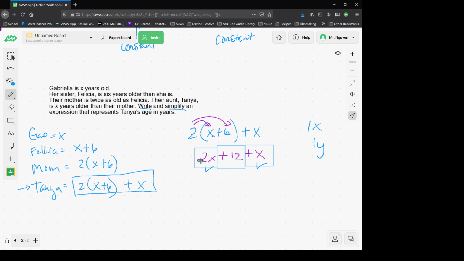So in this case, you have 2x plus x. Now this is not just x, this is 1x. So what's 2 plus 1? Well, that's 3. So that's 3x. That's been added together, and you have 12. So 3x plus 12 is Tanya's age simplified. That's your answer.